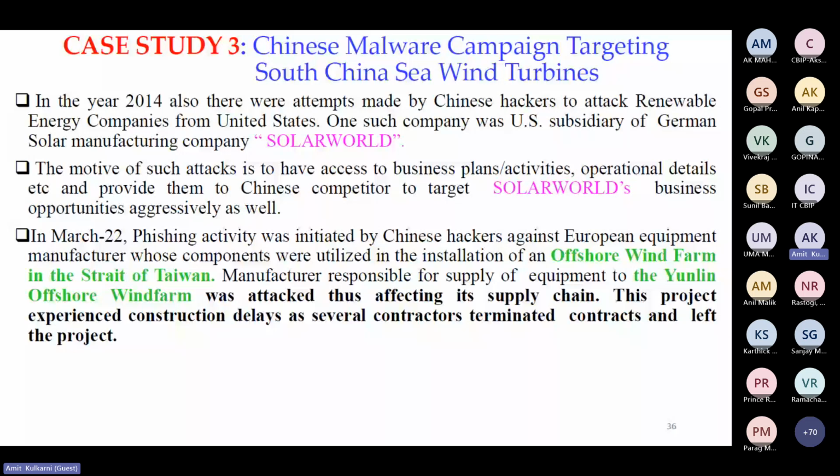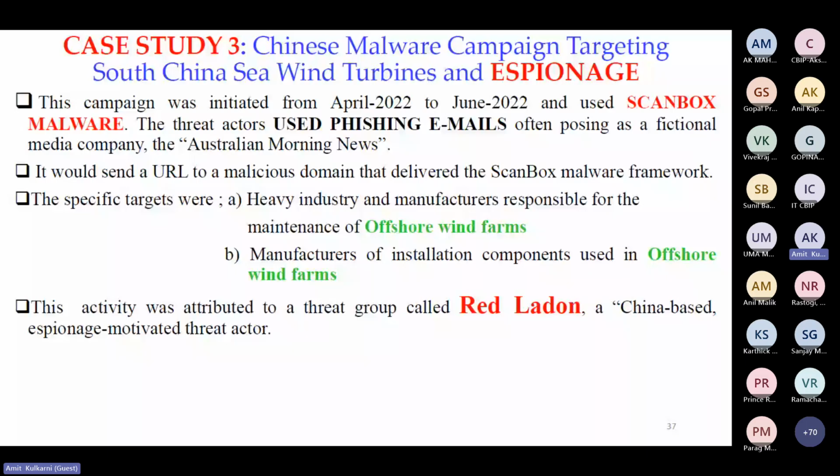Means whatever targets you have to have power or generation through a certain particular source by a particular date, they can very much be affected by cyber attack. But this was not all. There is something else that also happened further. There was a big campaign or espionage run by the Chinese, and the malware used for this was named Scanbox. This campaign or espionage trail ran from April 22 to June 22.